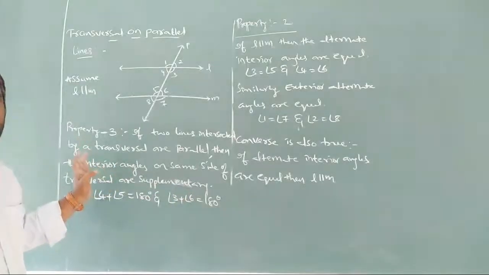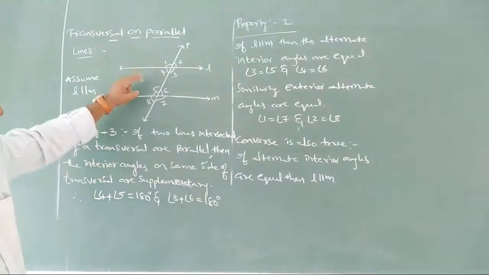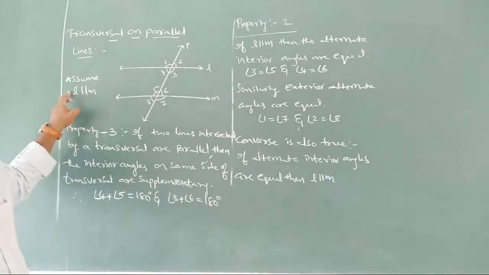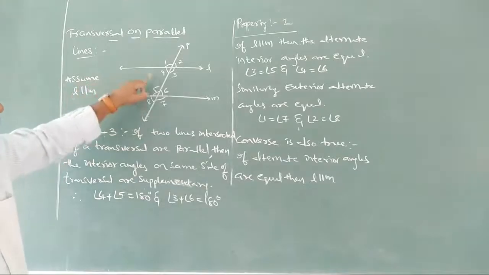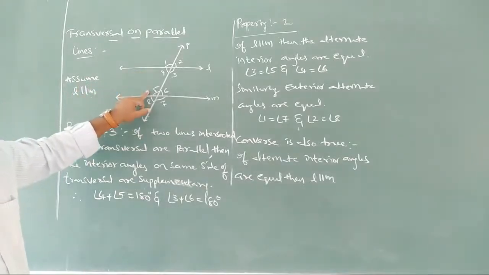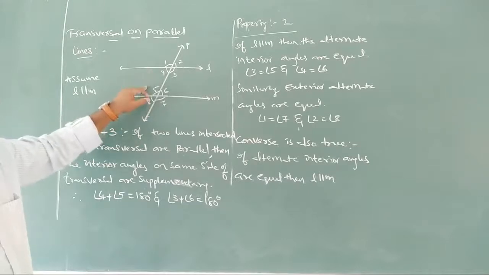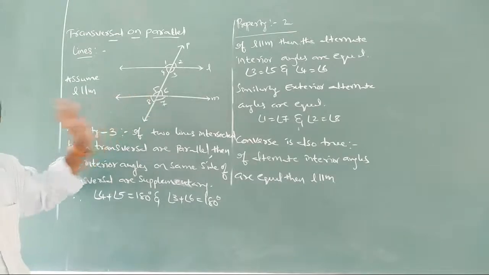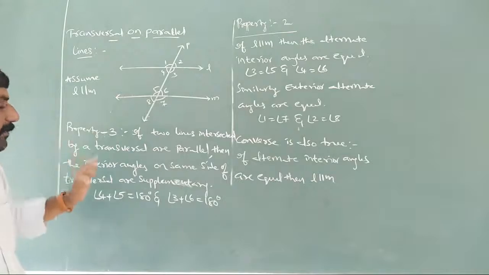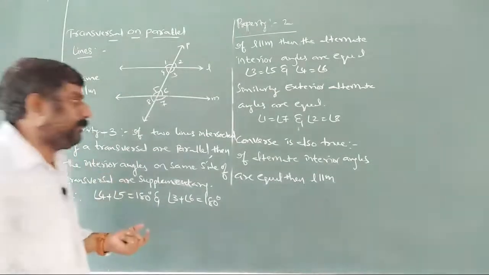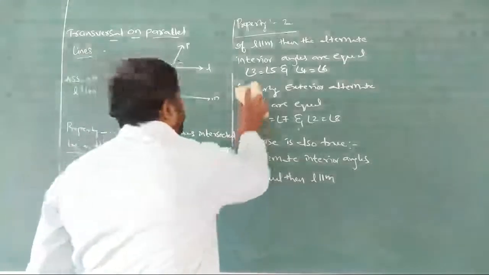What is our property number 3 saying here? If two lines intersected by a transversal are parallel, then the interior angles on the same side of the transversal are supplementary. Nothing but the sum of these two angles is going to be 180 degrees. So this is point number 3 we have here, and even the converse is also true for this. What is the converse?